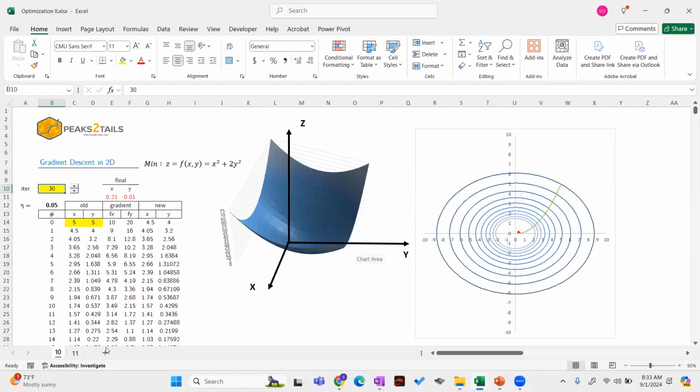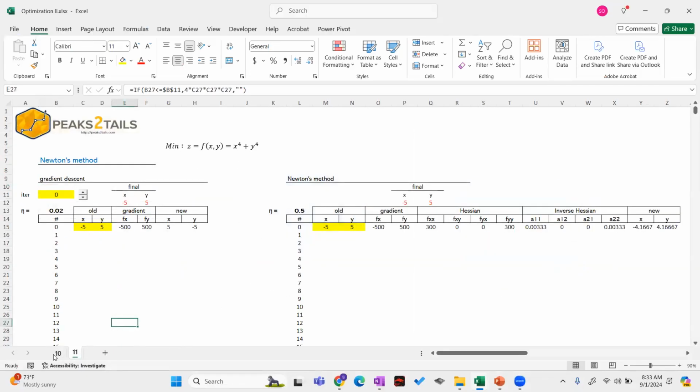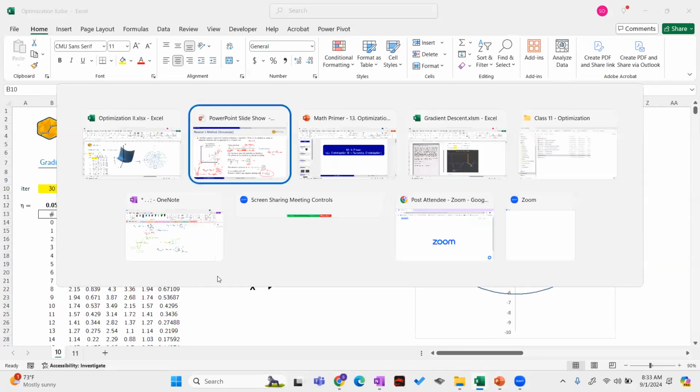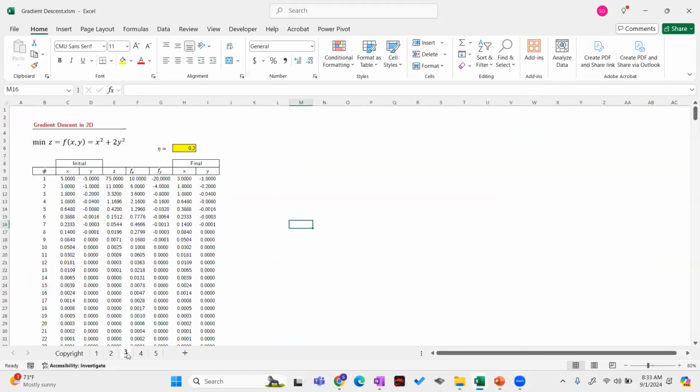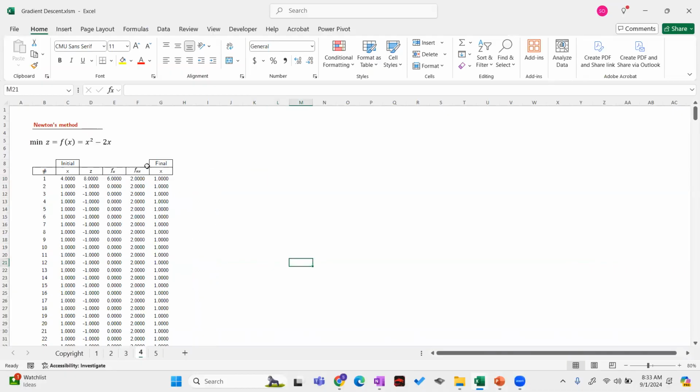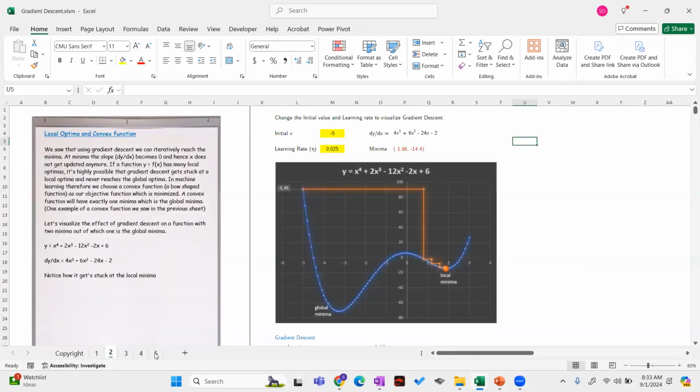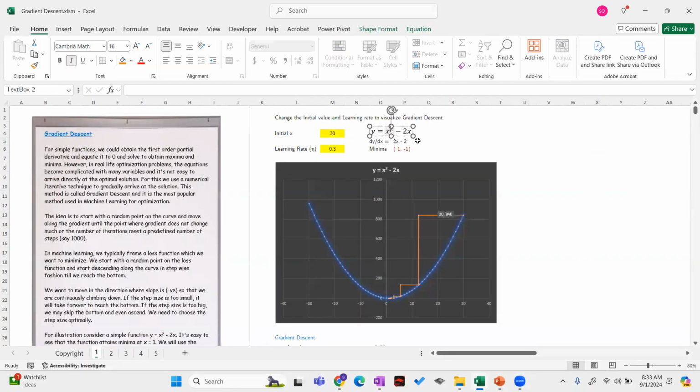Did I do it here? Oh, this is not the one. This is already something we looked at. Right, Newton's method. So we'll take the first example, x square minus 2x, which is what we did. Here, x square minus 2x.